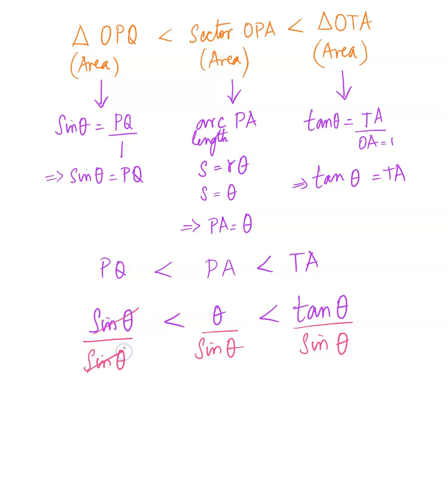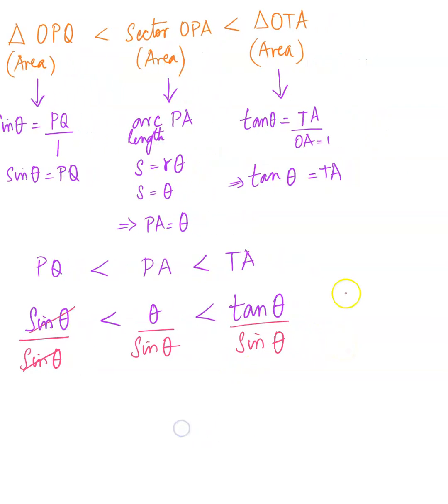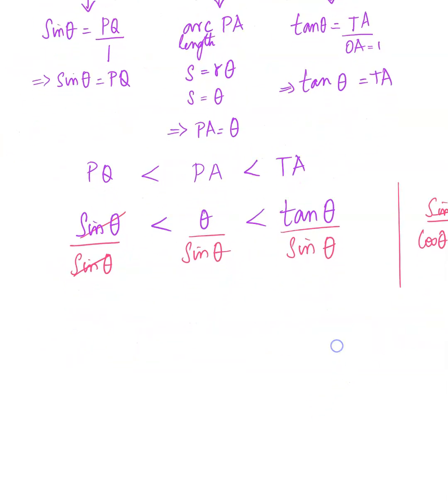Here it cancels off, right? It gives us a 1. This will be theta over sine theta. What is tan theta over sine theta? Let's do it here by the side. Tan theta would be sine theta over cosine theta, right? And then you have a sine theta in the bottom, so those will cancel off. So technically you'll have 1 over cosine theta. So let me rewrite this: 1 less than theta over sine theta less than 1 over cosine theta.